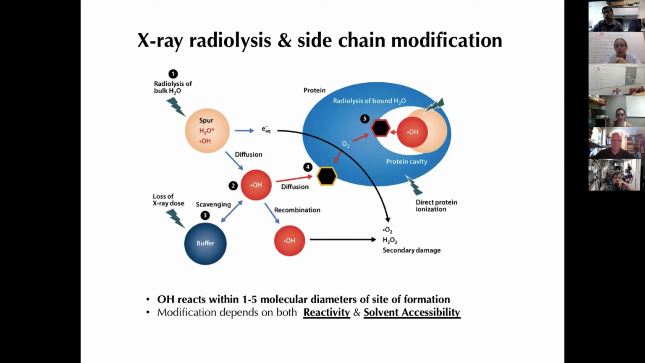It's important to note this because if hydroxyl radicals were able to diffuse everywhere in solution, and you used this method, you'd get modification everywhere and you'd get basically no information. And the other thing to note is that the modification depends on both the proximity of the hydroxyl radical to the side chain, but also on the reactivity of that side chain. And there'll be other people in this workshop talking more about those technical details.